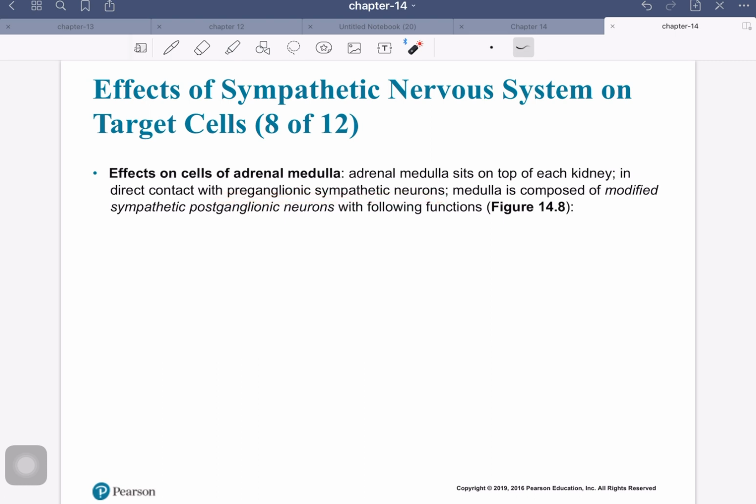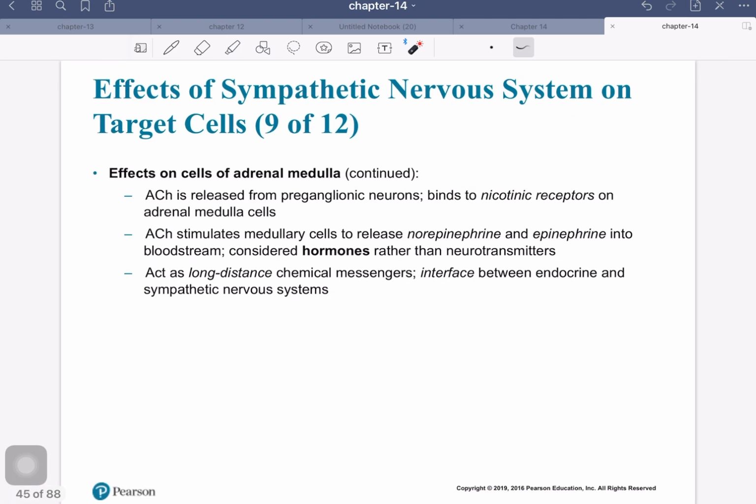And as I said, the medulla is composed of modified sympathetic post-ganglionic neurons. Let's have a look at what is happening here. ACH is released from the preganglionic neuron, and that follows the general game plan that we've seen before. And here it binds onto nicotinic receptors on the adrenal medulla cells.